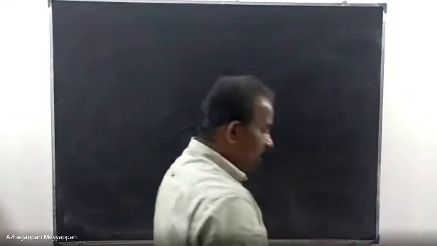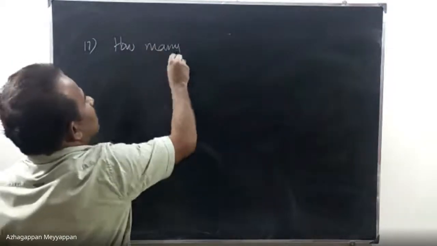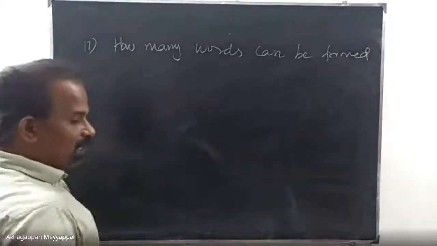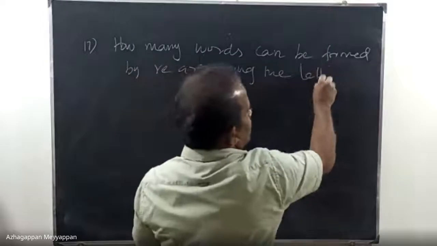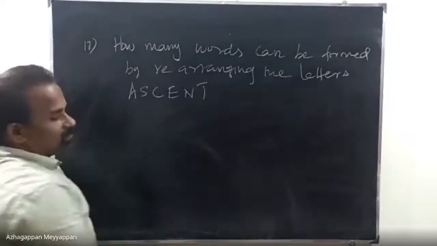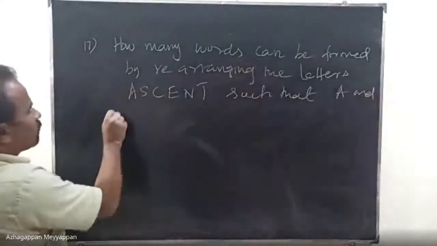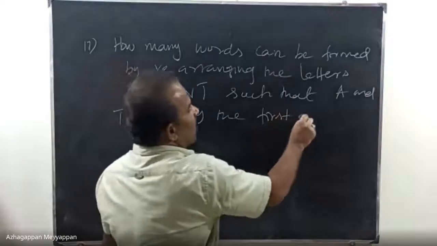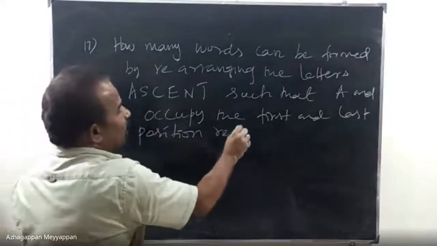The next question is, how many words can be formed by rearranging the letters of the word ASSENT, such that A and T occupy the first and last places, first and last position respectively.